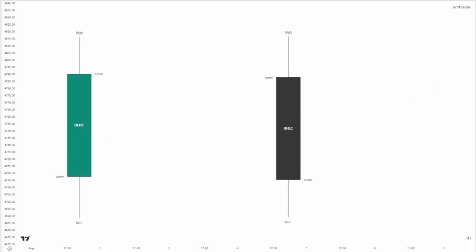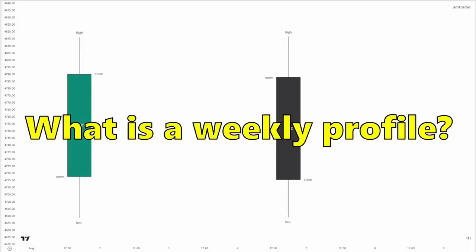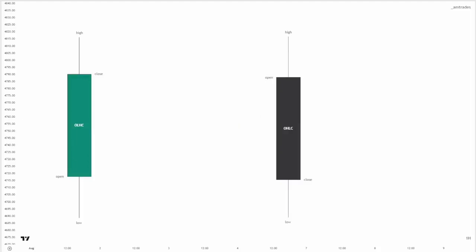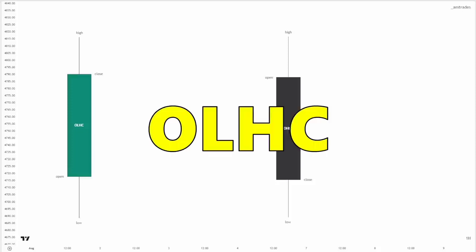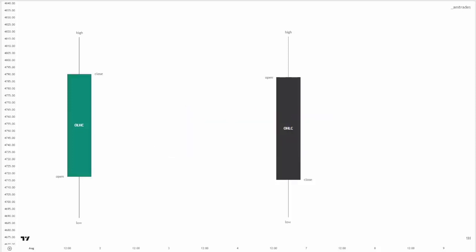With that being said, we can start by answering the question of what is a weekly profile and how does it translate on an actual chart. The basis of this concept is framed around the understanding of the open low high close and open high low close of the weekly candle. On the left we have a single bullish weekly candle, which is open low high close, and on the right we have a single bearish weekly candle, which is open high low close.